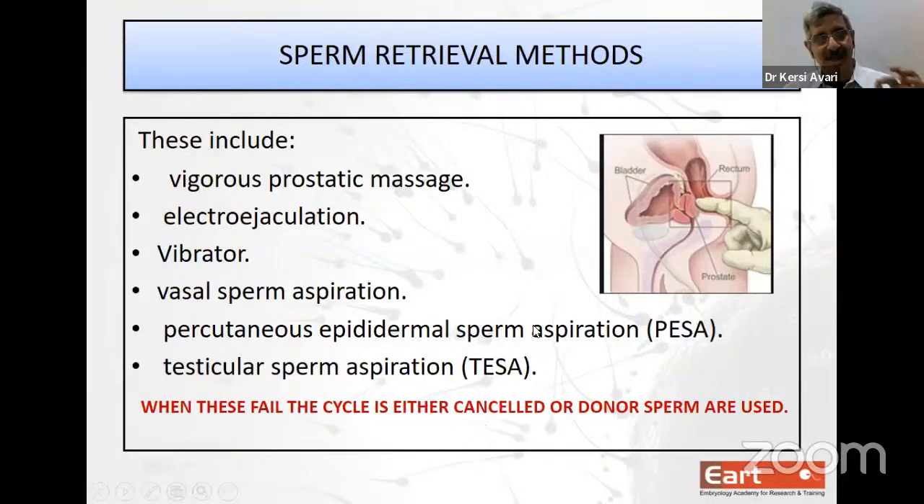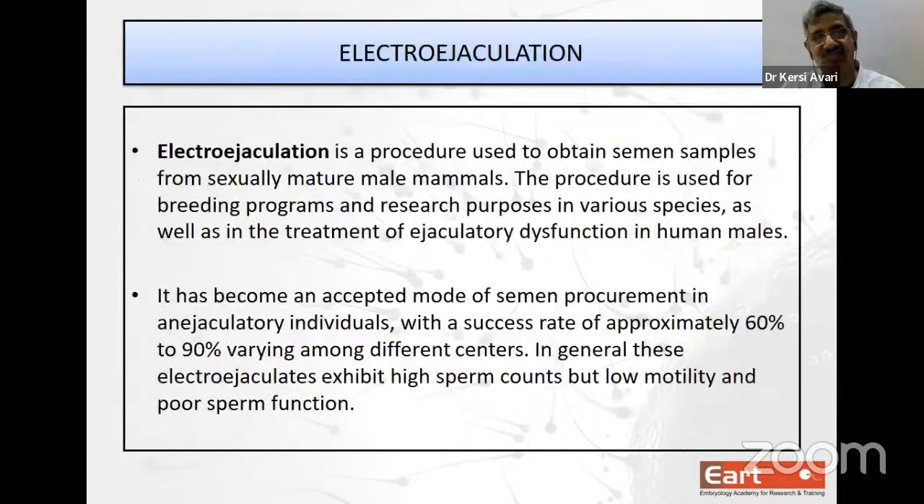Or we can use electroejaculation, a vibrator, sperm aspiration, percutaneous epididymal aspiration, PESA, or testicular aspiration, TESA, or a minute testicular apparatus called TESE, in which the tubules are dissected from the central part of the testis. The whole testis is opened up, and from there, tiny spermiated sperm are captured from the tubules. When all of this fails, donor sperm are used. There is no other option.